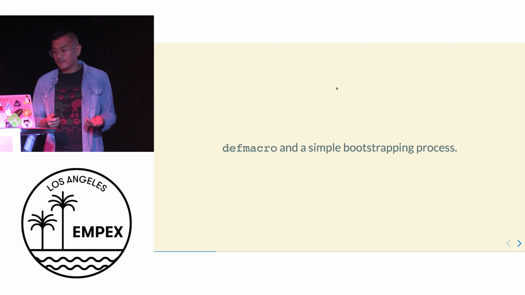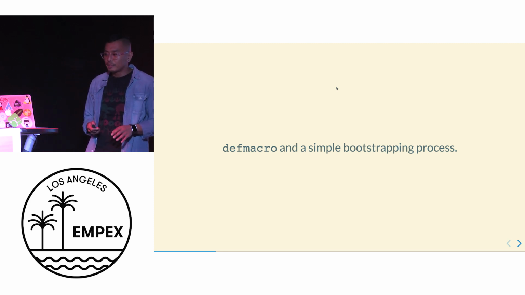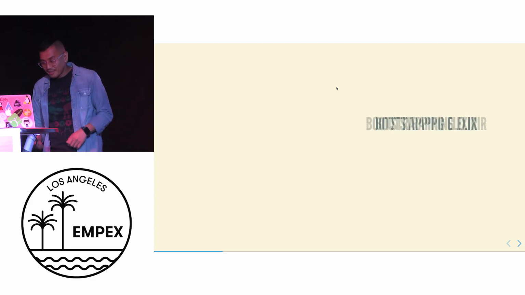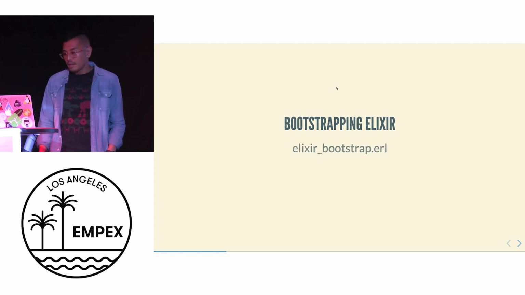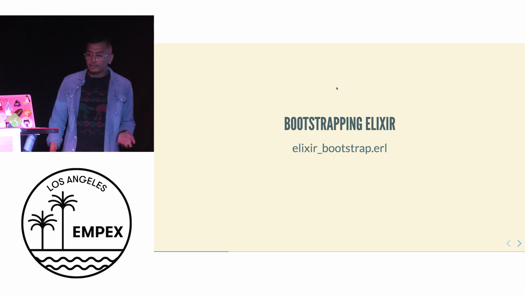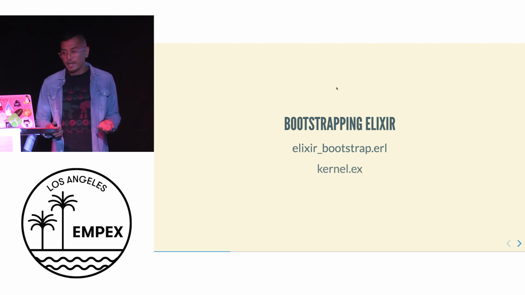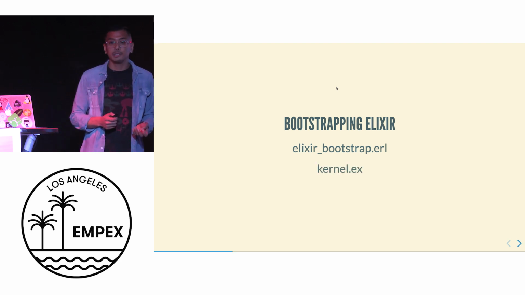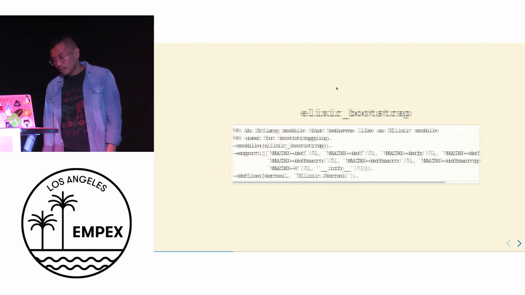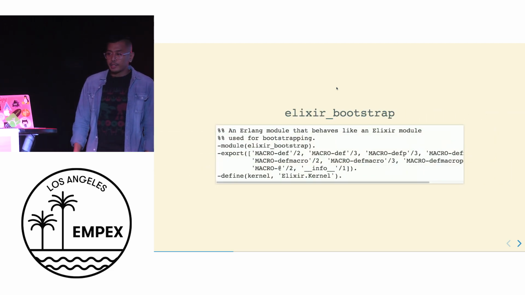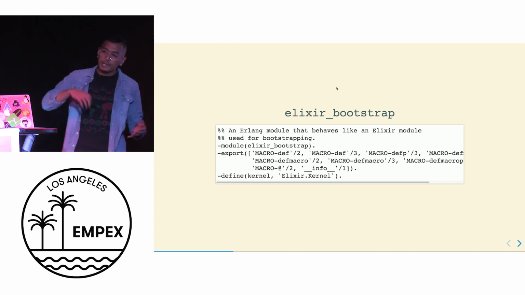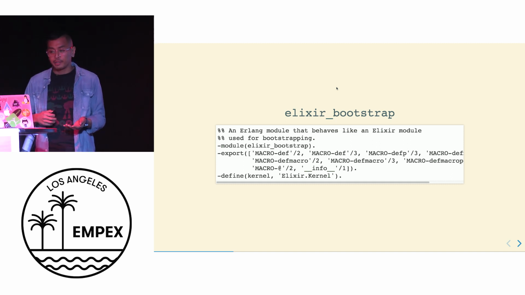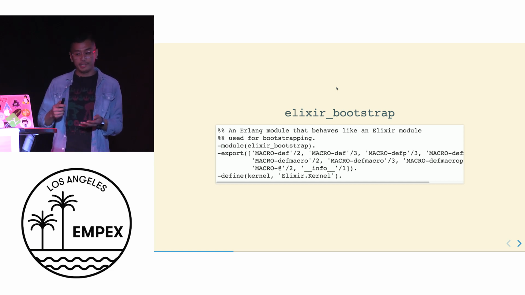Quick, short answers: def macro, and a more or less simple bootstrapping process. So bootstrapping Elixir, what does that look like? So there is an Erlang module called elixir_bootstrap, and there's an Elixir module called Kernel. So let's take a look at the head of elixir_bootstrap, the Erlang module I just mentioned. This is not the entire file. I could actually probably fit it on this screen, but I refuse not to.